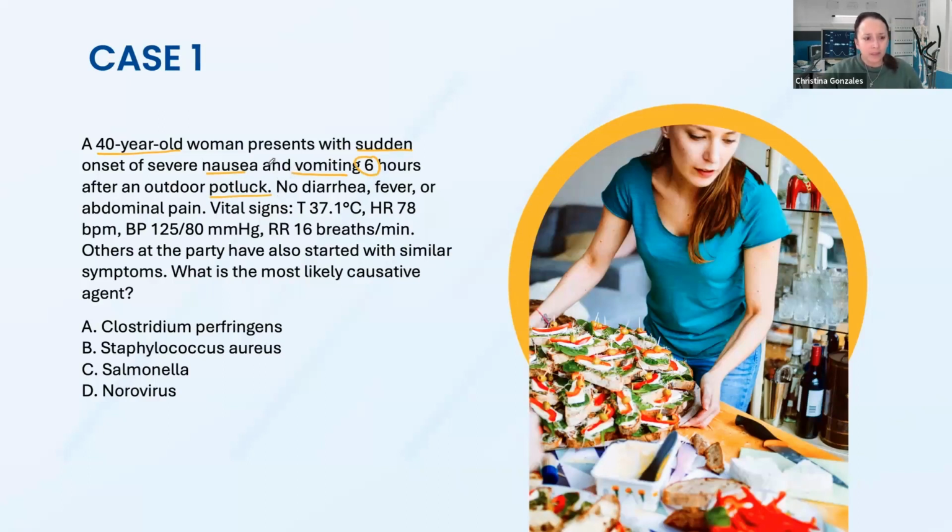And it's predominantly vomiting, which is also characteristic of this pathogen. No diarrhea, no fever, no abdominal pain. And others at the party have also had similar symptoms. So it's probably something that they ate. In other vignettes, I would expect to see an egg salad sandwich or something with mayo left out. So what are you thinking? What is the most likely causative agent? And I'll give you a second to look over the answer choices.